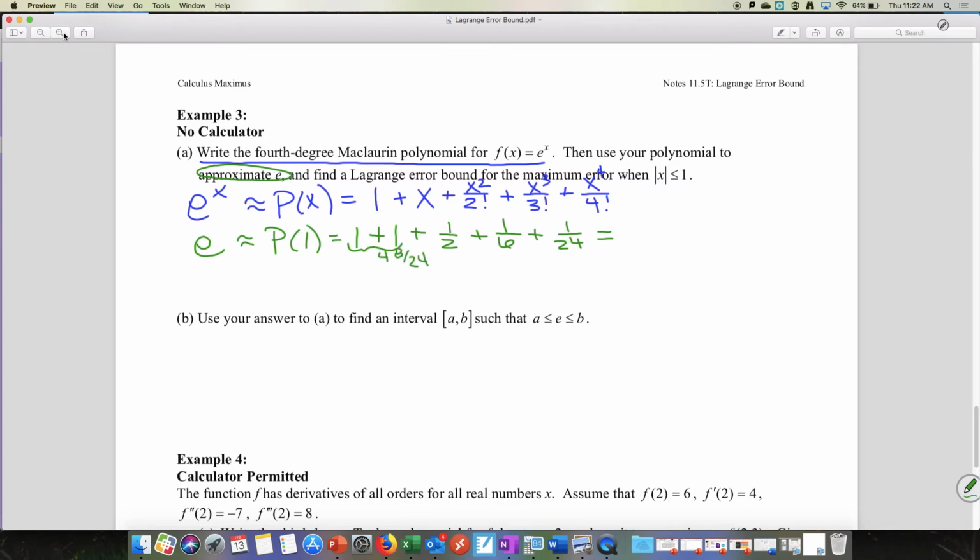So 12 over 24, right? 4 over 24. And 1 over 24. So 65 over 24.